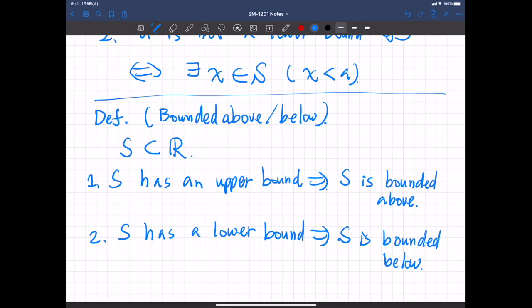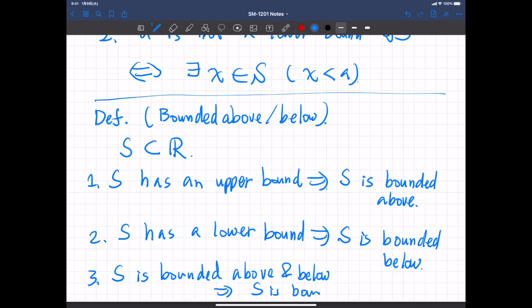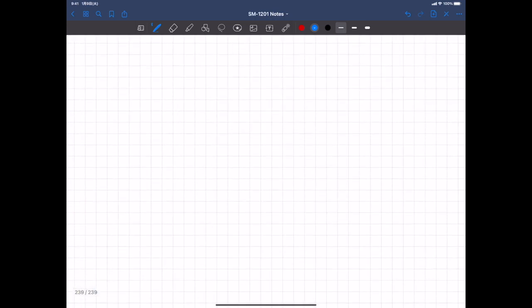Okay, and if S is bounded above and below, then we say S is bounded. Okay, if S is bounded above and below, then we say S is simply bounded. Okay. The next lemma again should be quite trivial.